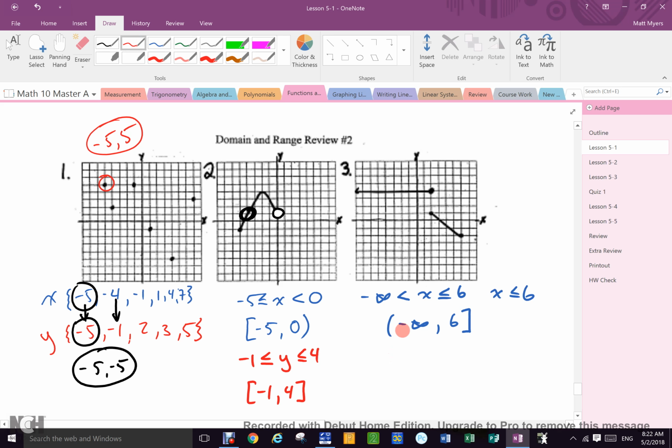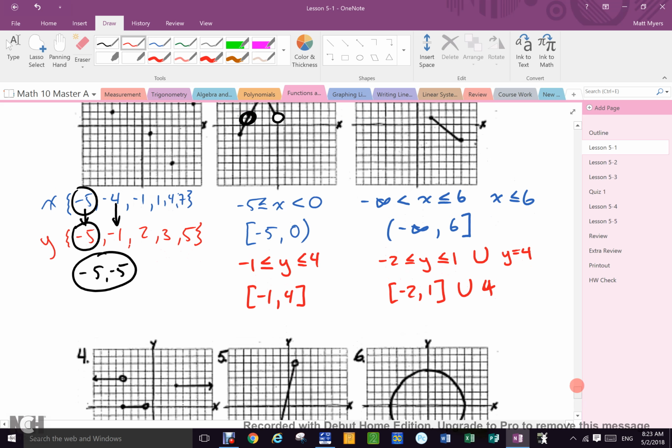Range is tricky. The range is -2 less than or equal to y less than or equal to 1. That covers this part of the range. But there's another range value of 4. So I've got to have a union with y equals 4. Okay? This one, no problem: -2 to 1, union 4. Okay?